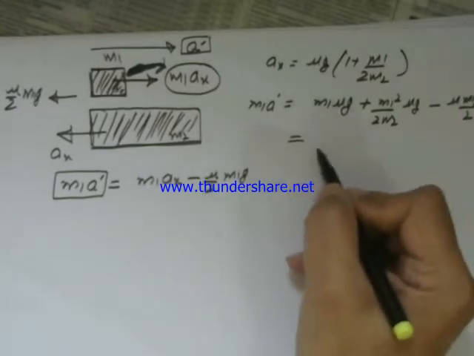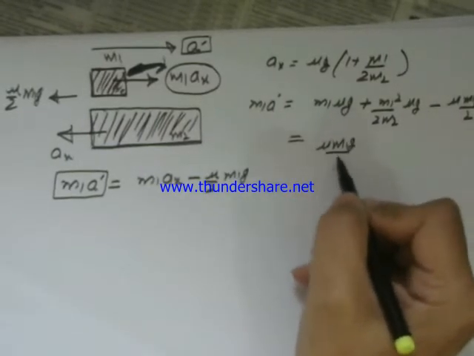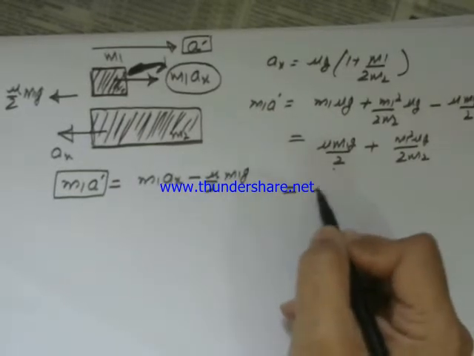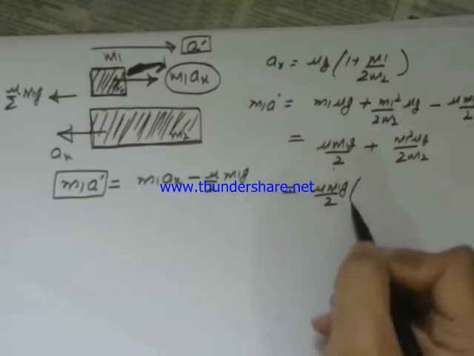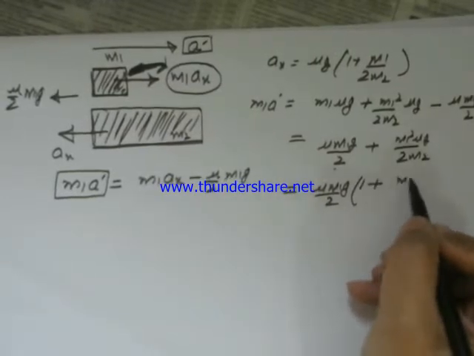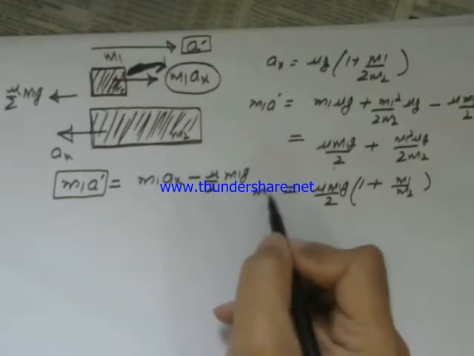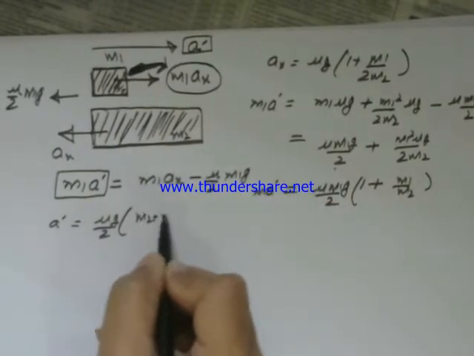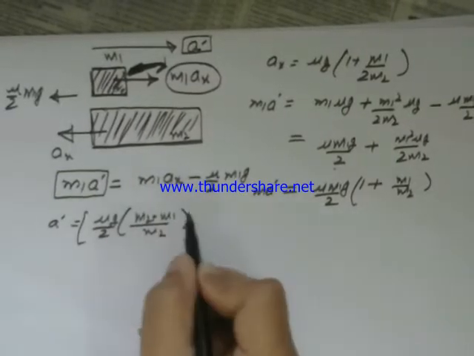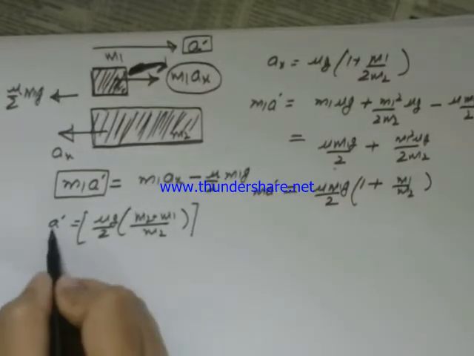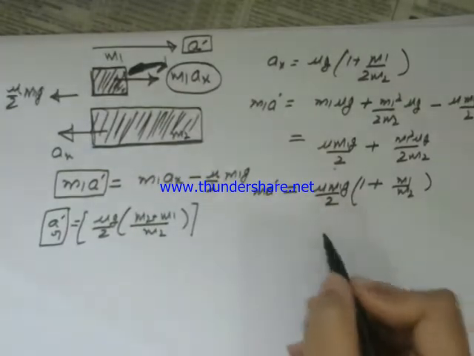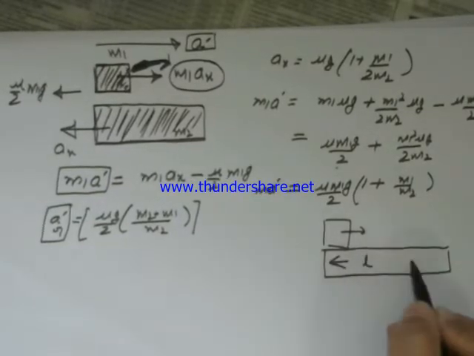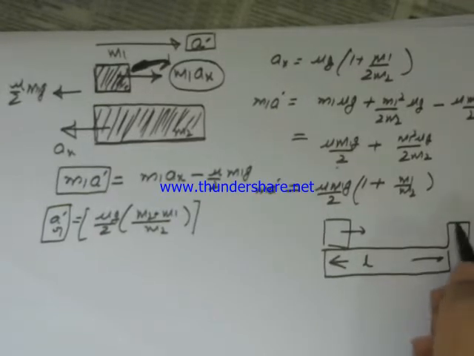So you get mu m1g upon 2 plus m1 square mu g upon 2m2, or you can take mu m1g upon 2 as common, you get (1 plus m1 upon m2). So a dash value will be mu g upon 2 times (m2 plus m1) upon m2. Now this is the acceleration of the smaller body, which is the relative acceleration. This is not the absolute acceleration. The smaller body is accelerating in the frame of the bigger body and covering distance L before it falls. This is the point at which it falls.